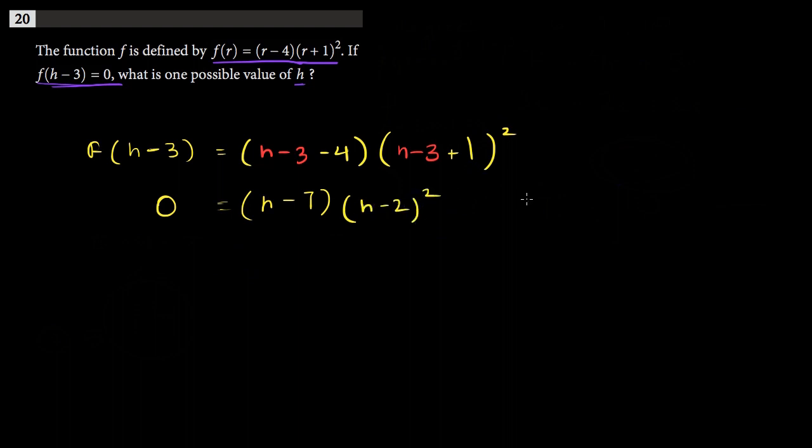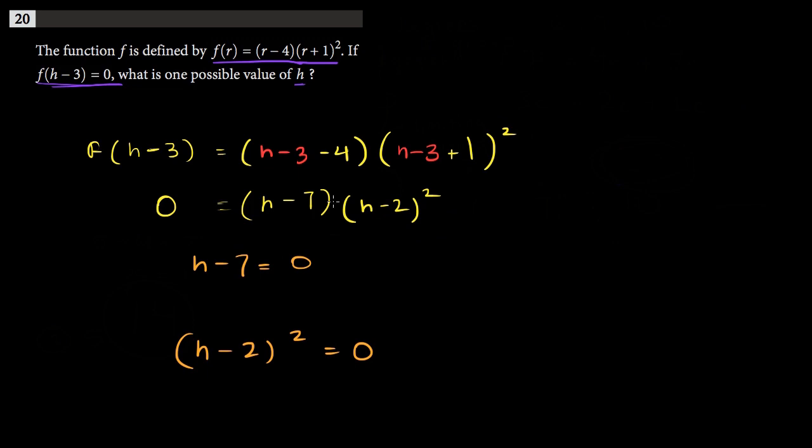Right? And this is very easy now. Maybe a few students may fall into the trap of expanding and then solving for the quadratic, but it's already in the factored form, meaning that I can equate both of these things that are in the parentheses to 0. So h minus 7 equals 0, and h minus 2 squared equals 0.